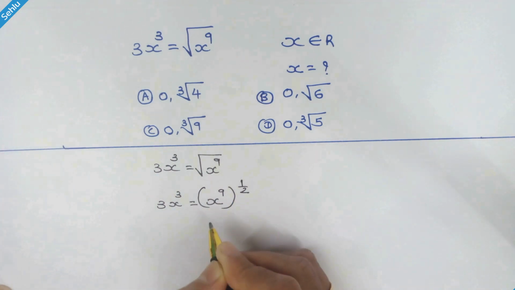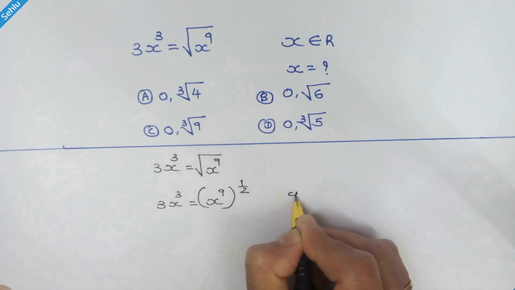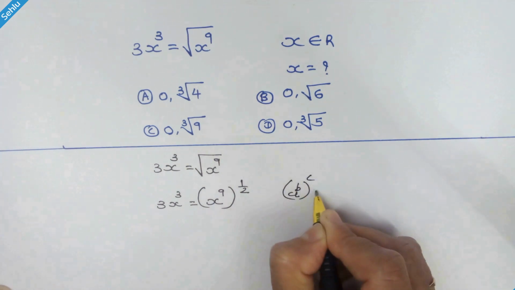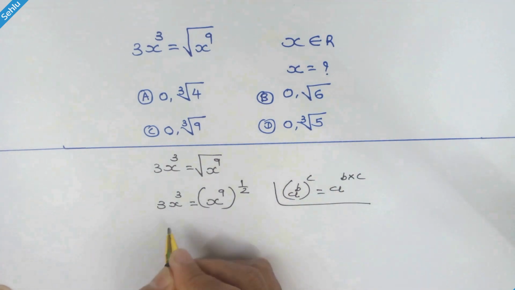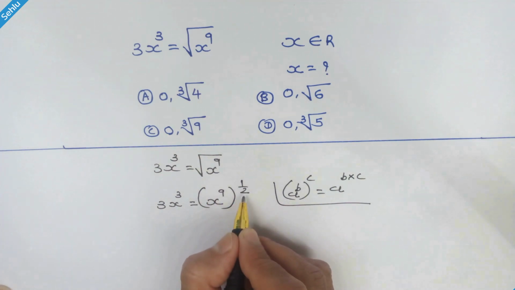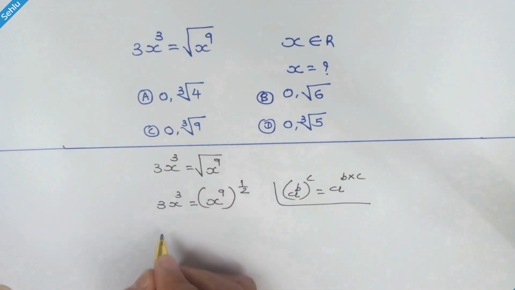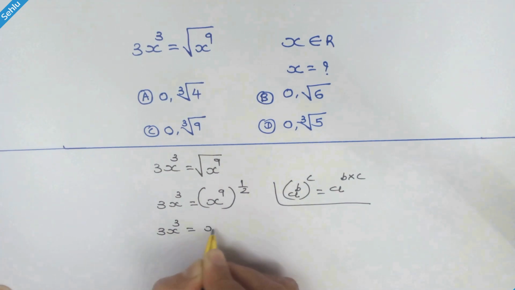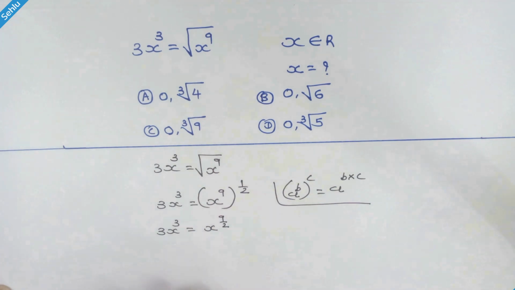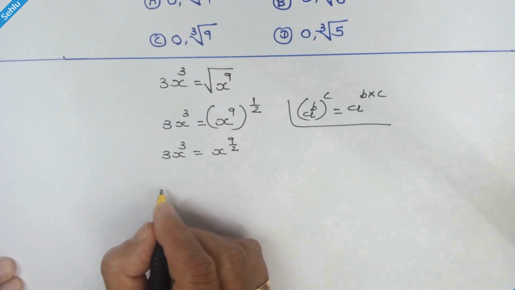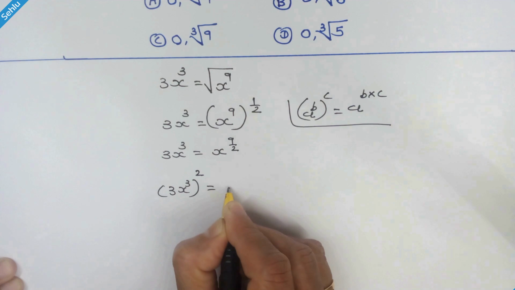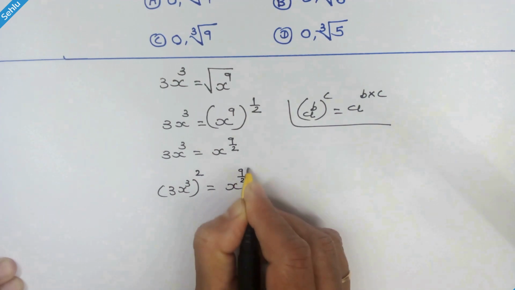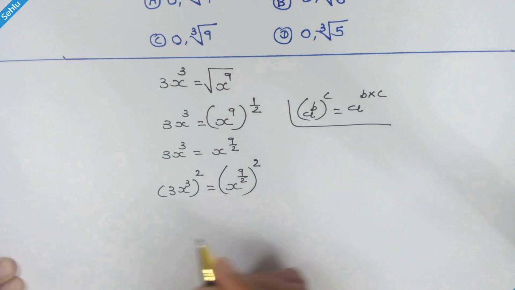Now please remember this rule: if a raised to b whole raised to c, then it can be written as a raised to b times c. So this 9 and 1 upon 2 can multiply. So it will be 3x cube is equal to x raised to 9 upon 2. Now we will square both the sides, so we have 3x cube whole square is equal to x raised to 9 upon 2 whole square.